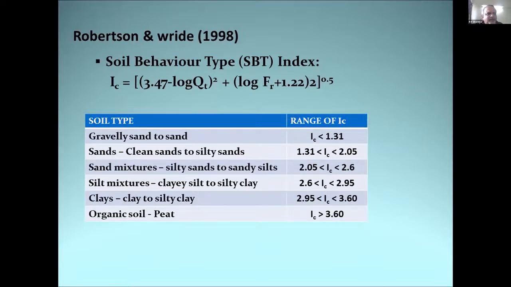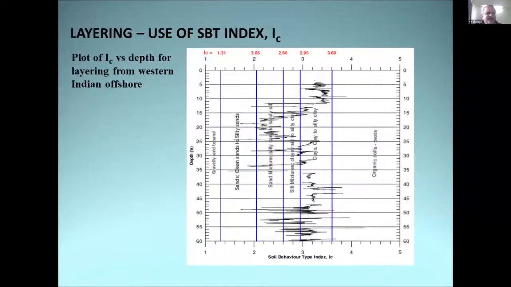So Robertson and Wright in 1998 came out with what is called the soil behavior type index, Ic, which is a function of normalized cone resistance and normalized friction. They gave the range of Ic for various kinds of soil, like gravelly sand to sand, which is Ic less than 1.31. For clays and silty clays, the Ic is between 2.95 and 3.6. Now, if we plot this soil behavior type index against the depth, then it becomes very easy to discern the soil profile and the layering and stratigraphy.